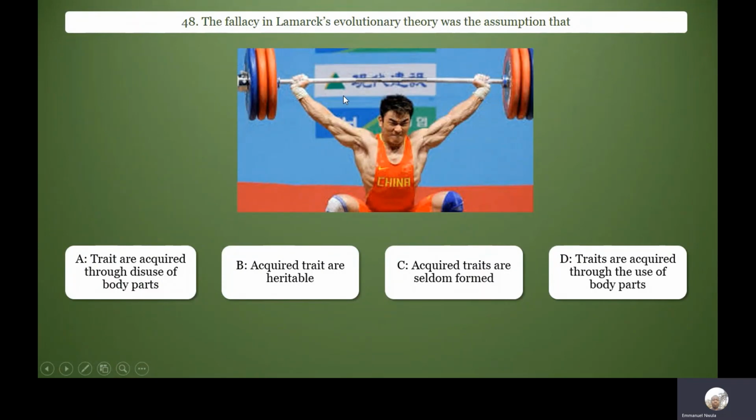The fallacy in Lamarck's evolutionary theory was the assumption that acquired traits are heritable. No, they are not. So option B is the correct option here. If I decide to start lifting weight and develop big muscles, I cannot transfer that to my offspring. So acquired traits are not heritable. But this was part of Lamarck's theory and is not accepted. So the correct option here is B.